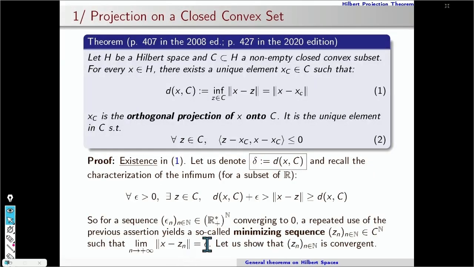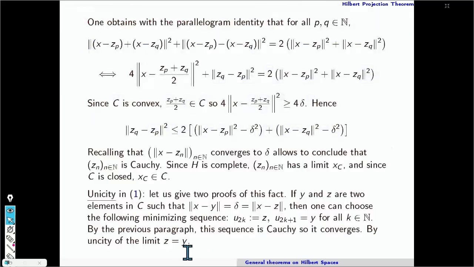At this step, when we choose the minimizing sequence, there are many possibilities. Suppose we choose 2 minimizing sequences with limit y and z in C, which have minimal distance to x. We can now consider a new minimizing sequence, which for even terms is z and odd terms is y, and we just alternate between those two. We repeat the same procedure and obtain that it is a Cauchy sequence. It means that the distance between z and y can be made arbitrarily small.